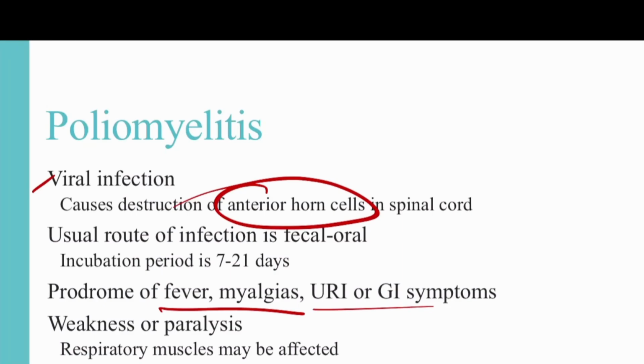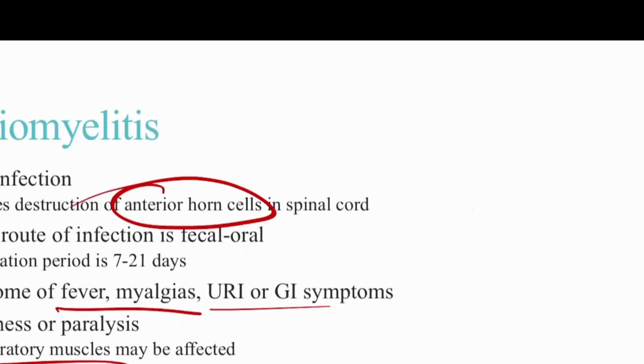Weakness or paralysis, again, lower motor neurons are destroyed now. They're not going to work. So you get paralysis. If the respiratory muscles are affected, you're not going to be able to breathe on your own. And that's why they go into those iron lungs. Diagnosed via viral isolation from stool or nasopharyngeal secretions, and there's no specific treatment.